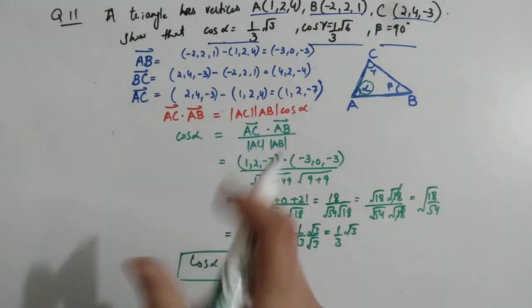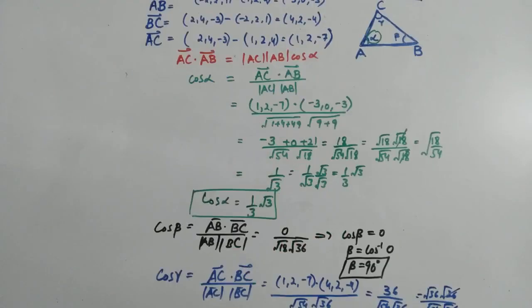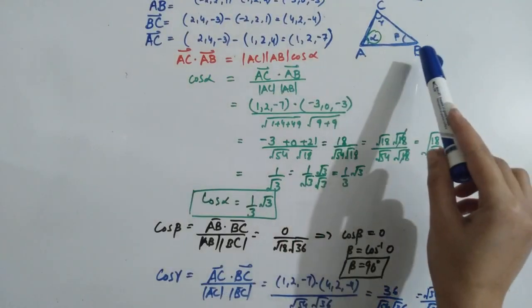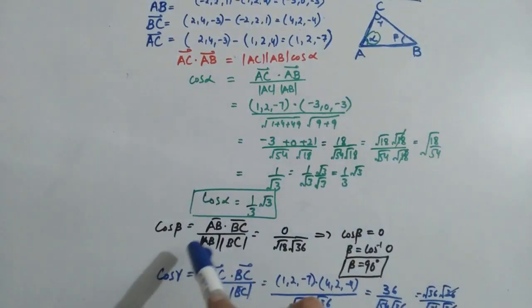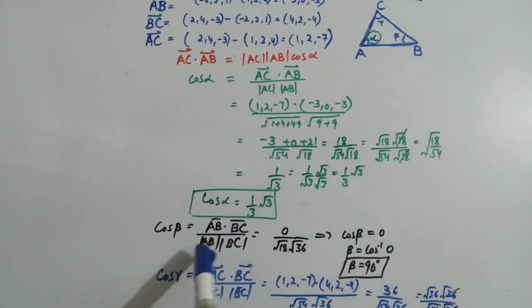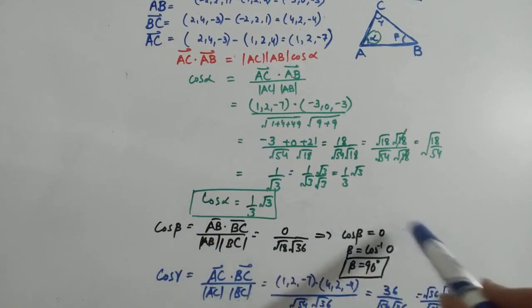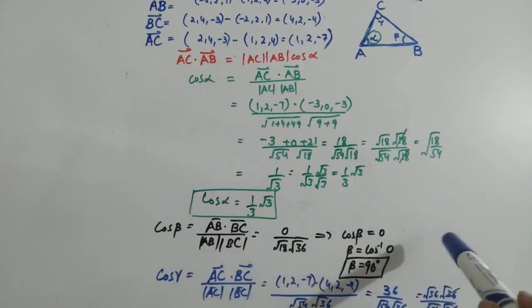Now solving for cos gamma and beta. Now as you see that beta is the angle between BC and AB, so after taking dot product of these two and dividing with magnitude, you will get cos beta equal to 0 and beta equal to cos inverse 0. You will get the answer beta equal to 90 degrees.